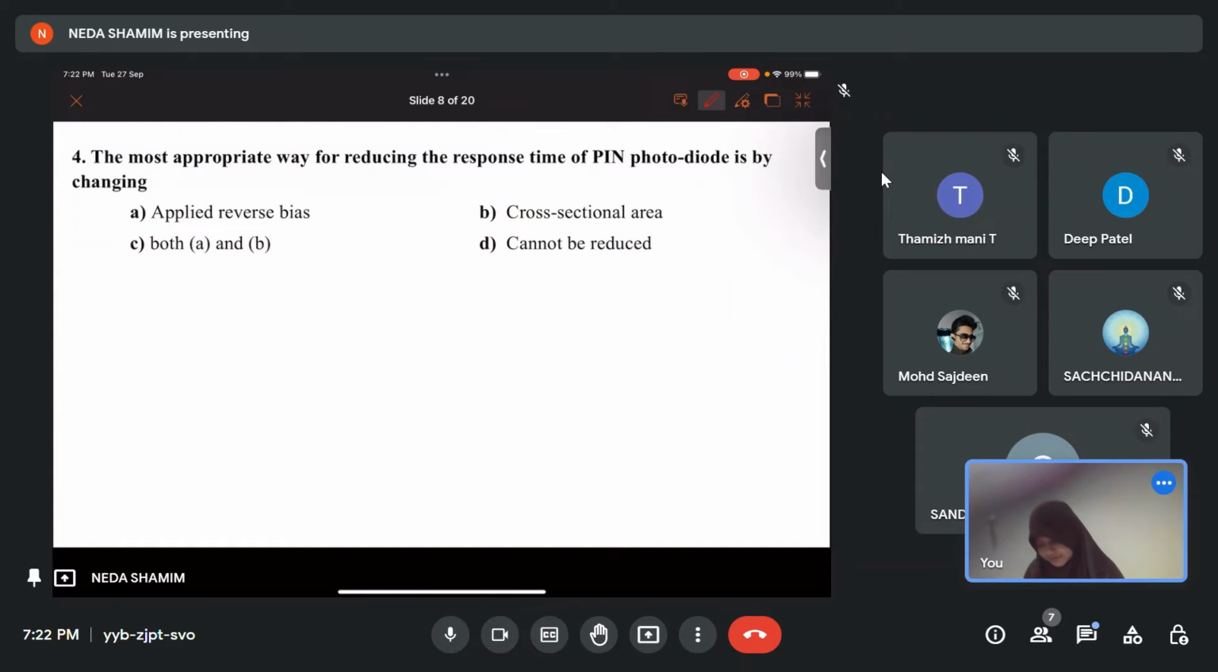I hope it's clear. Now let us move on to the next question. The most appropriate way for reducing the response time of a PIN diode is by changing the applied reverse bias, or the cross-sectional area, both A and B, or it cannot be reduced. Before that, can you please tell me the meaning of response time?